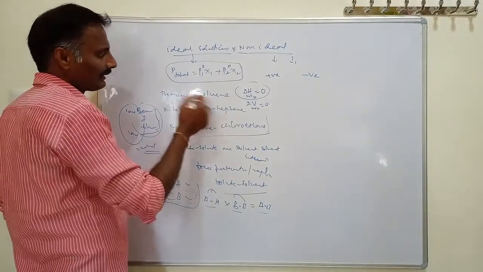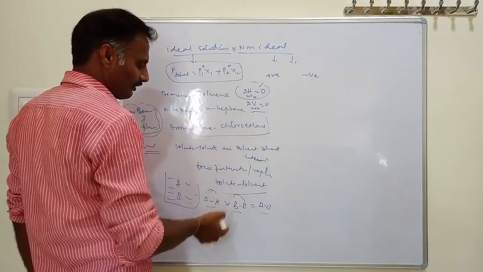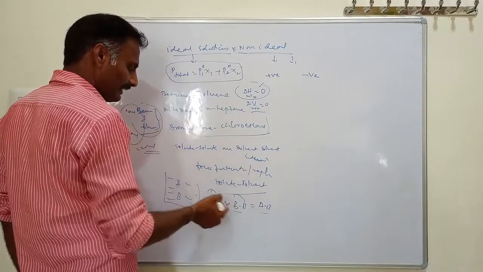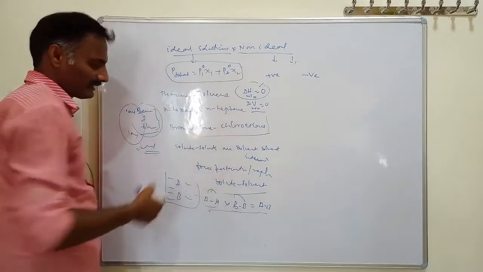So for ideal solutions, delta H mixing equals 0, delta V mixing equals 0, and AB interactions are the same as AA interactions and BB interactions. These are the properties of ideal solutions.